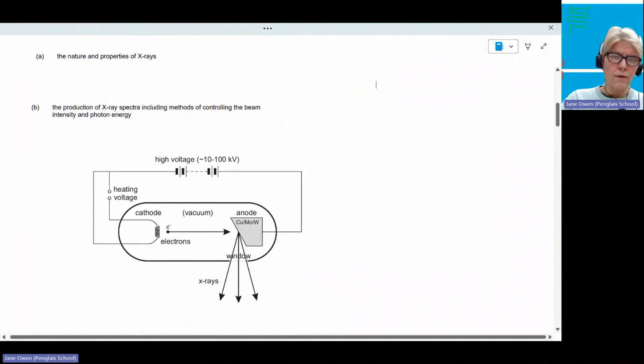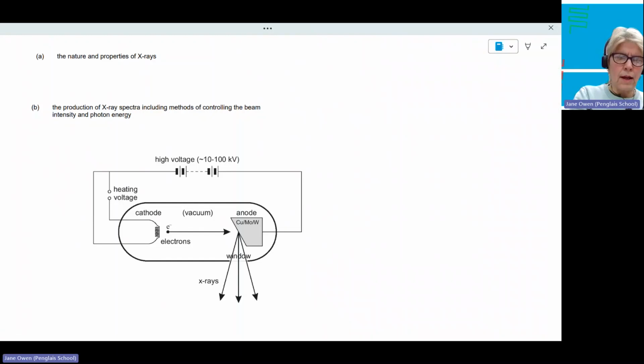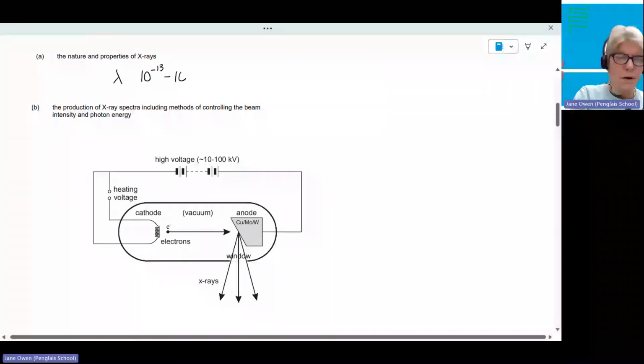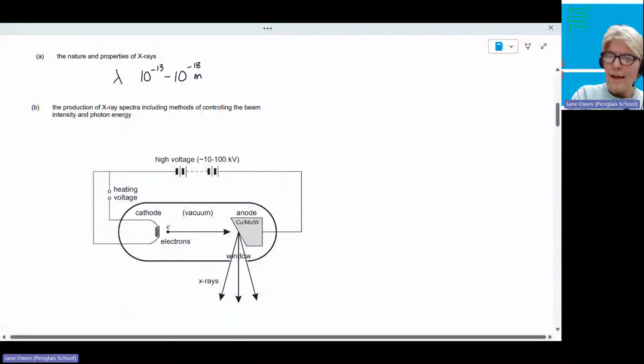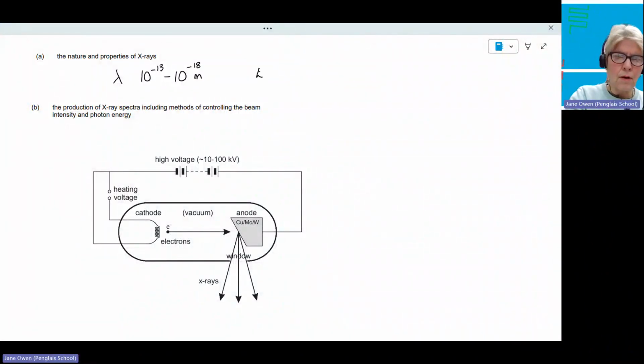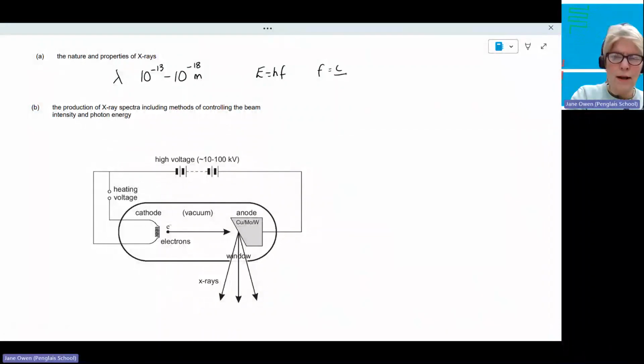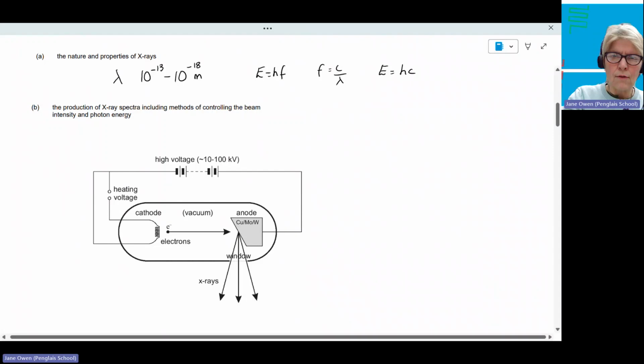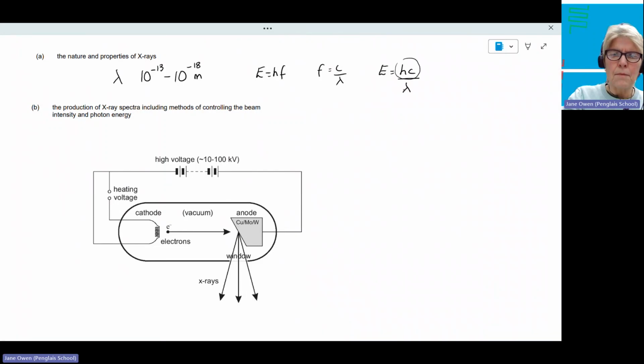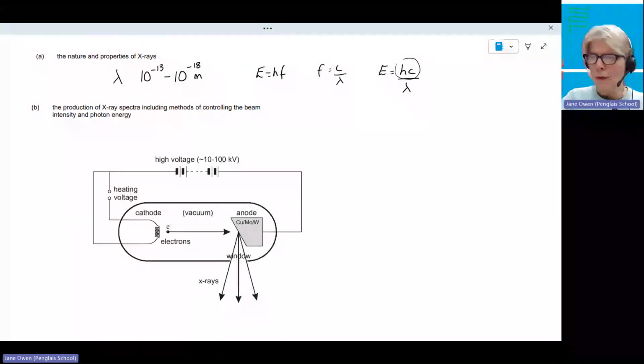Okay, so X-rays. X-rays are very, very short waves, and the wavelength ranges from 10 to the minus 13 to 10 to the minus 18 meters. We use the equation E equals hf, and we substitute f for c over lambda to get an equation that relates the energy to the wavelength of the wave, so E equals hc over lambda. h and c being constants and lambda being inversely proportional to the energy.